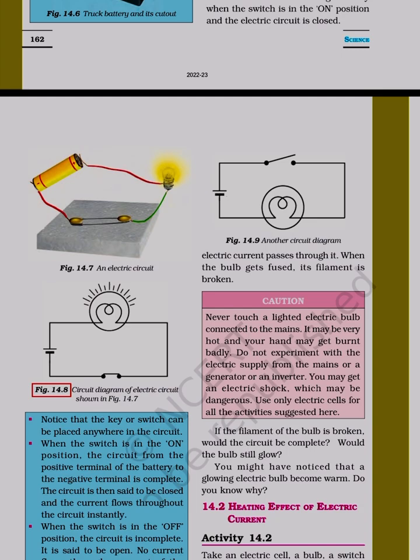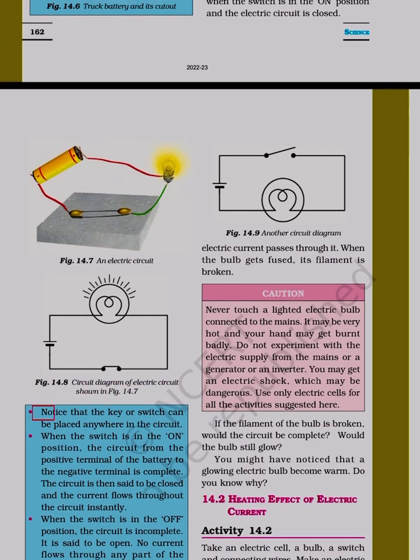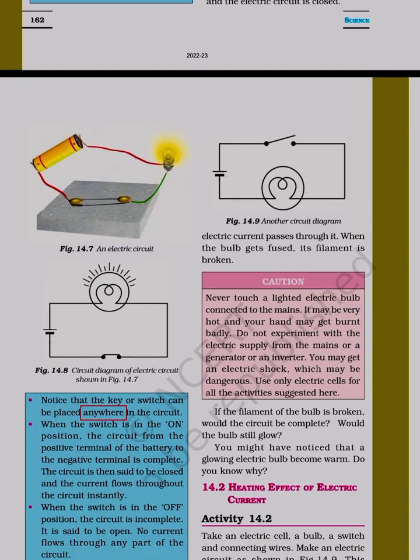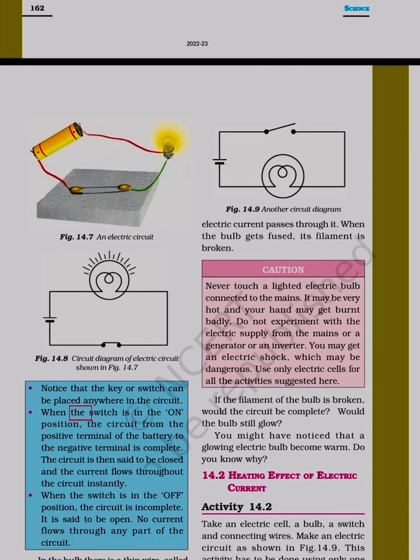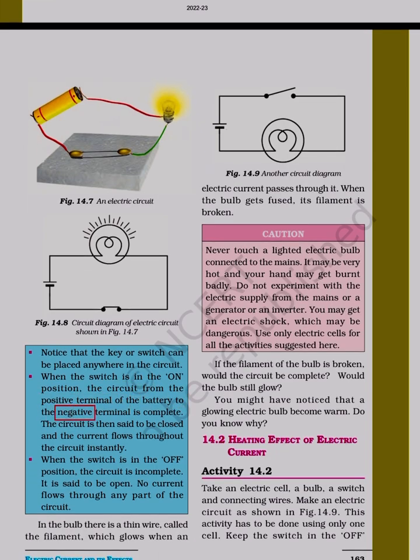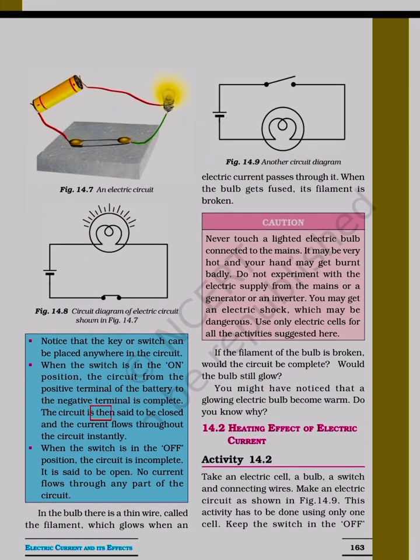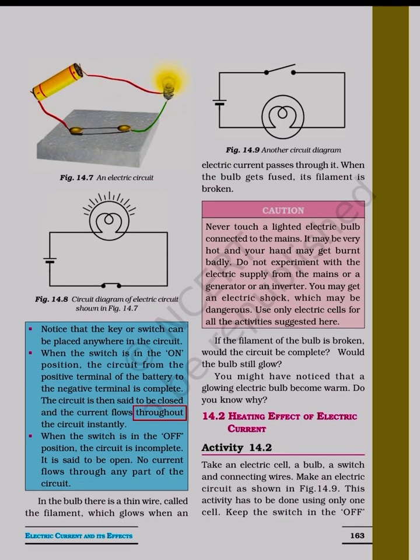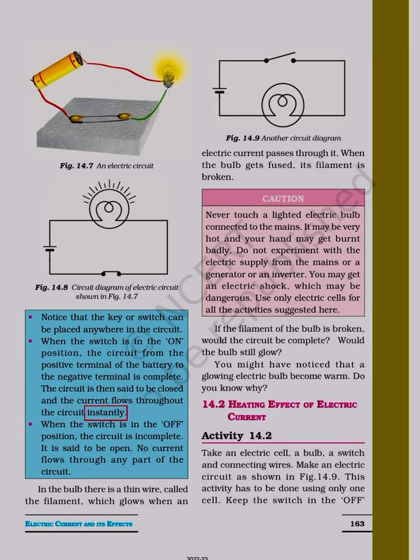Figure 14.8 Circuit diagram of electric circuit shown in figure 14.7. Notice that the key or switch can be placed anywhere in the circuit. When the switch is in the on position, the circuit from the positive terminal of the battery to the negative terminal is complete. The circuit is then said to be closed and the current flows throughout the circuit instantly.